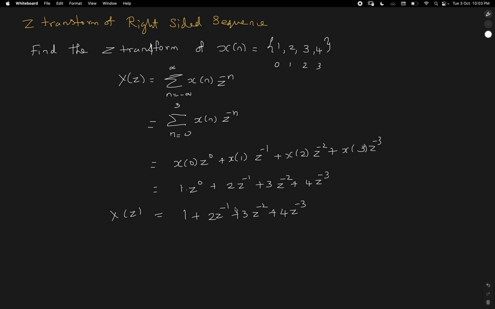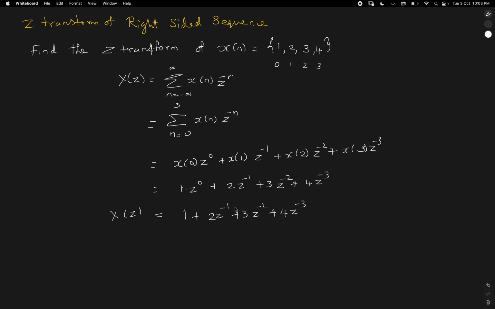Here the important part of the z transform is we have to define the region of convergence, shortly called as ROC. Here ROC is nothing but the values of z for which X of z converges, that is X of z taking finite value only for particular z values.